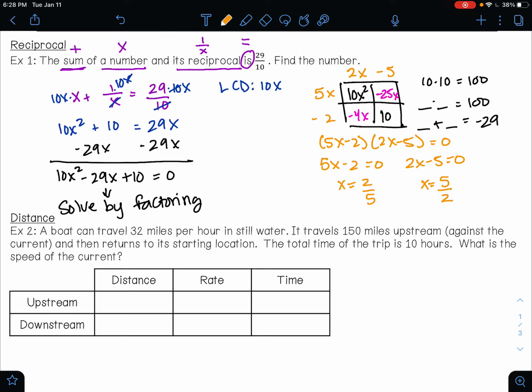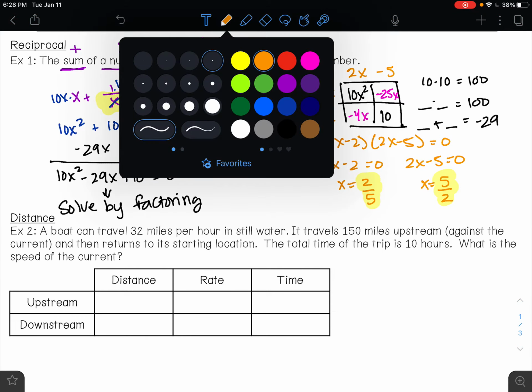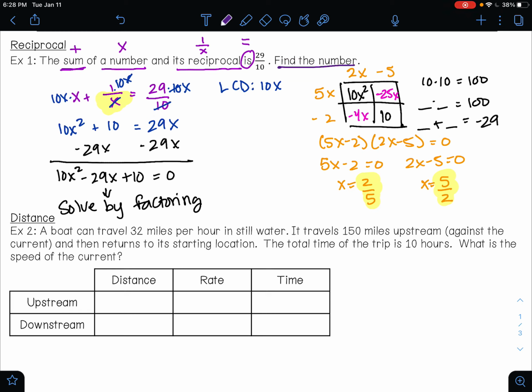If we're looking for excluded values, the only denominator that has a variable is x, so x cannot be 0. I did not get 0. I got 2/5 and 5/2. So the question said, find the number. Well, the numbers are 2/5 and 5/2. You'll notice that these are reciprocals of each other. So that means if you add 2/5 and 5/2, you will get 29/10.